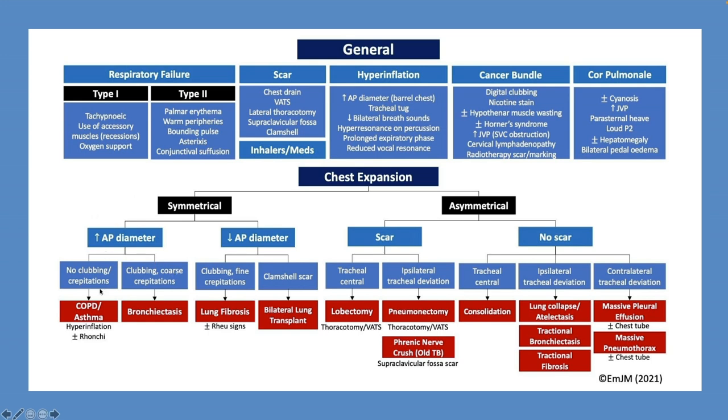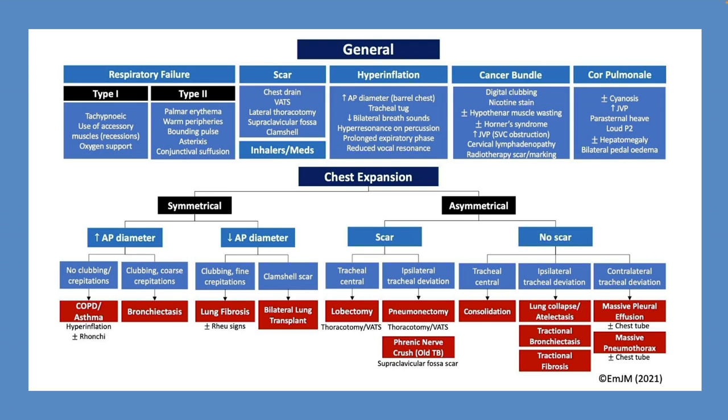So let's say this is an increased AP diameter, obstructive picture. You want to look hard for crepitation or clubbing. If there is, then most likely it is bronchiectasis. If both are absent, then most likely you are dealing with COPD or asthma. And in asymmetrical expansion, the important thing is to look hard for any scar.